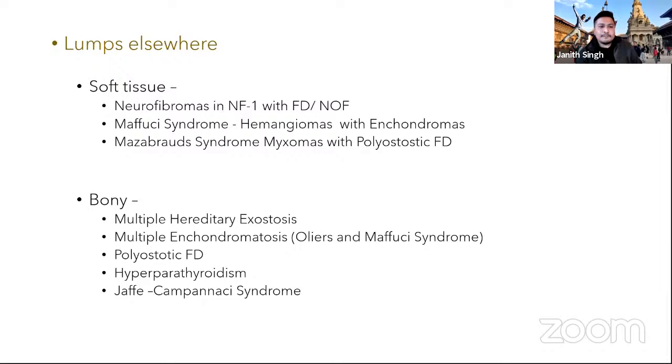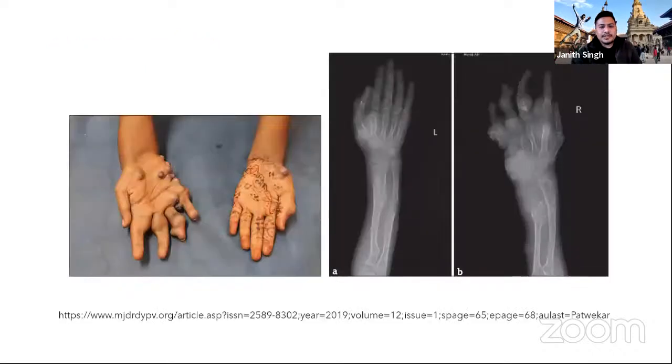And similarly, if you find multiple bony lumps elsewhere, we all know it could be due to multiple hereditary exostosis, Ollier's and Maffucci syndrome, both of which encompass multiple enchondromatosis. It could be polyostotic fibrous dysplasia. It could also be due to hyperparathyroidism, or it could be due to Jaffe-Campanacci syndrome, in which you find multiple non-ossifying fibromas. Now, this is an example of Maffucci syndrome, in which you see multiple hemangiomas involving the palm. And on the right, you see the X-ray showing multiple enchondromatosis and deformities.